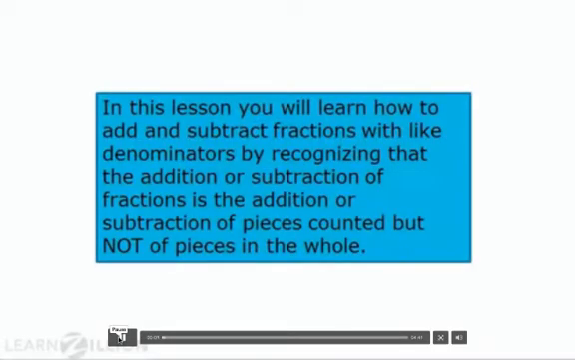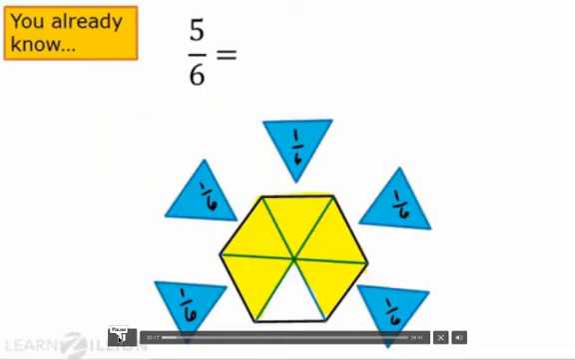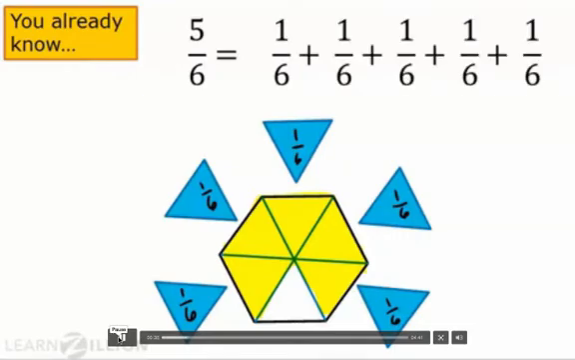Mathematicians, in this lesson, you will learn how to add and subtract fractions with like denominators by recognizing that the addition or subtraction of fractions is the addition or subtraction of pieces counted, but not of the pieces in the whole. You already know that one of the ways to express a non-unit fraction is to break it into its component parts. For example, 5/6 can be broken down into 5 1/6 pieces because putting 5 1/6 size pieces together will yield an amount that is the same value of 5/6.